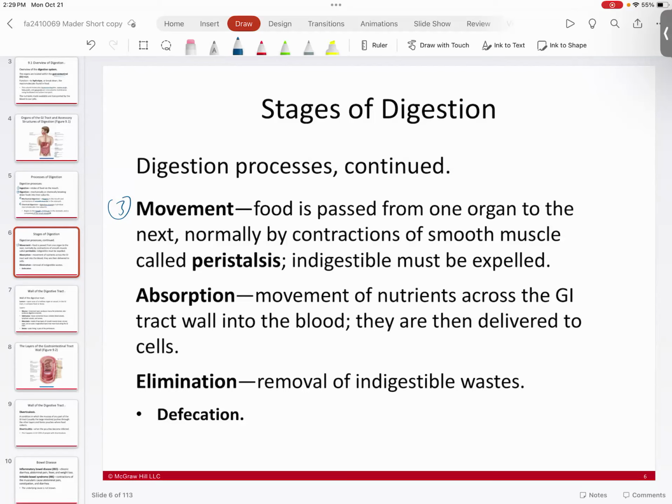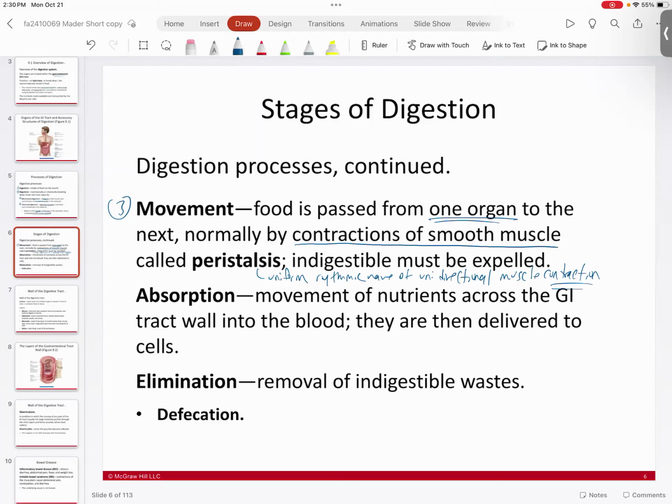Then you have movement. Basically, once you swallow it, your food is passed from one organ, like your esophagus, to the next, like your stomach. Now, normally when it's moving through your GI tract, it moves with a round of muscle contractions called peristalsis. Peristalsis is kind of like a uniform, rhythmic wave of unidirectional muscle contraction. It's a lot of words.